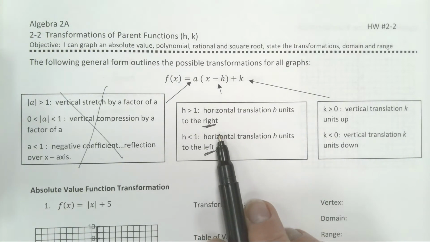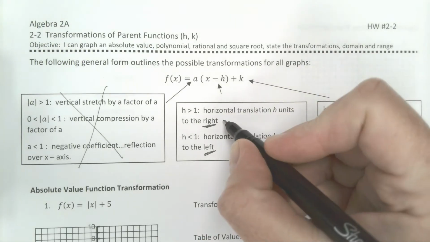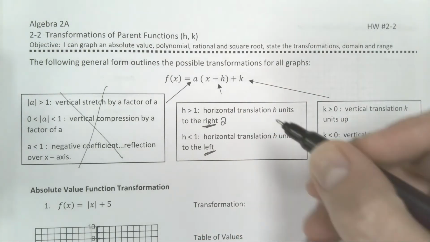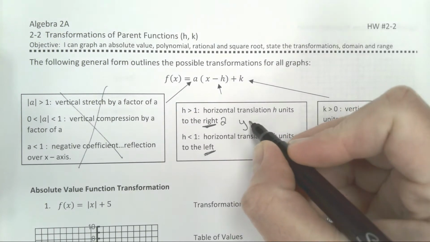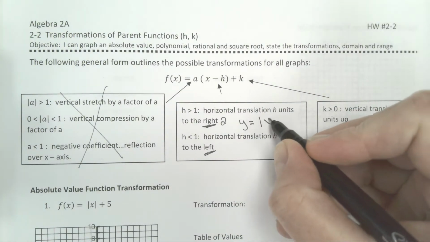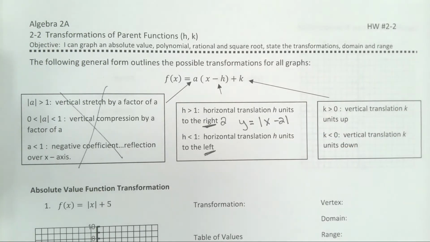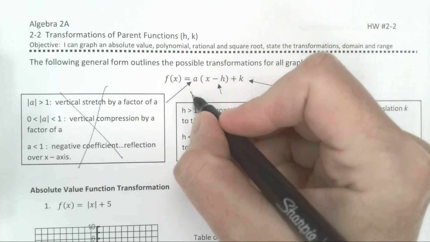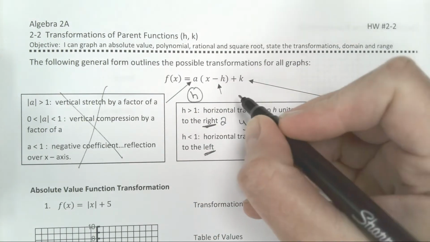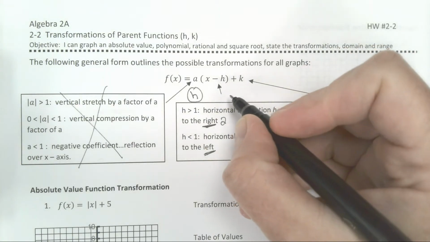So let's say that we want to show a function moving 2 units to the right. If I use the absolute value as my generic symbol, it would look like this. Y equals the absolute value of x minus 2. So this is what H does.